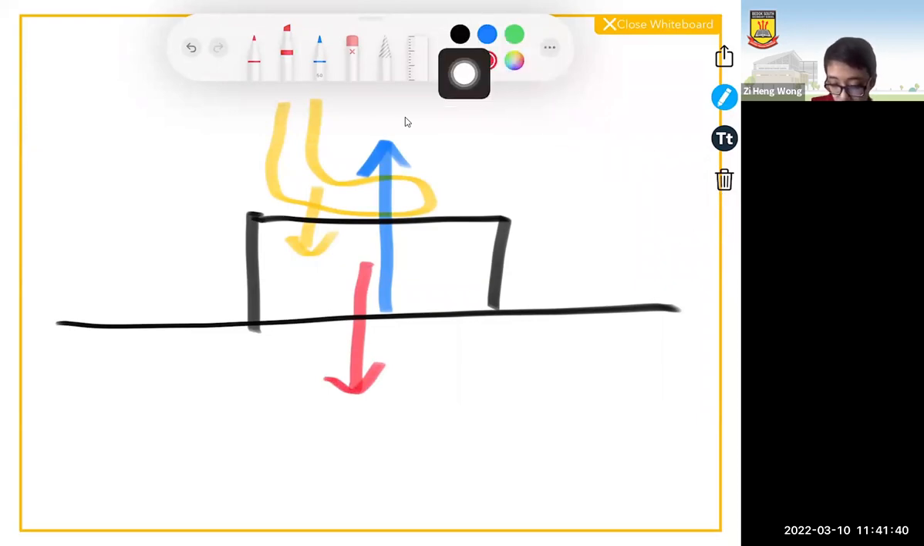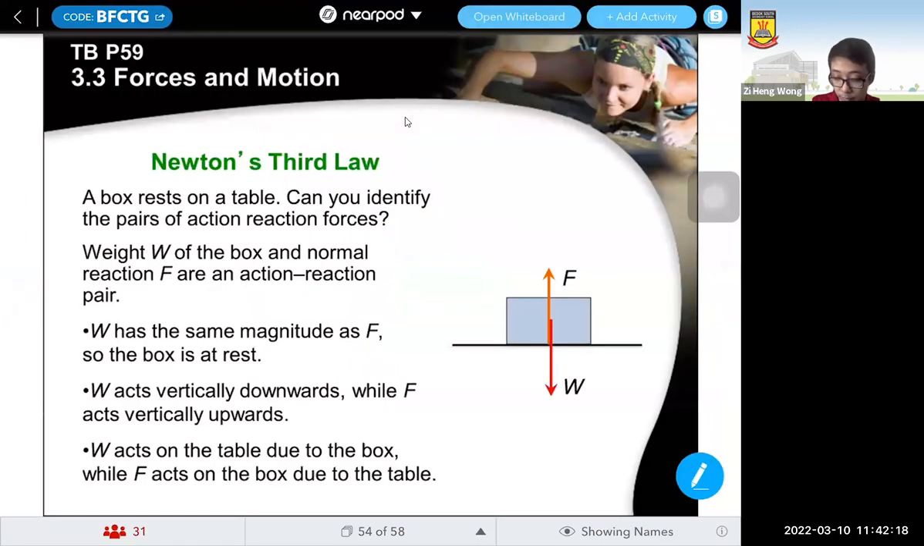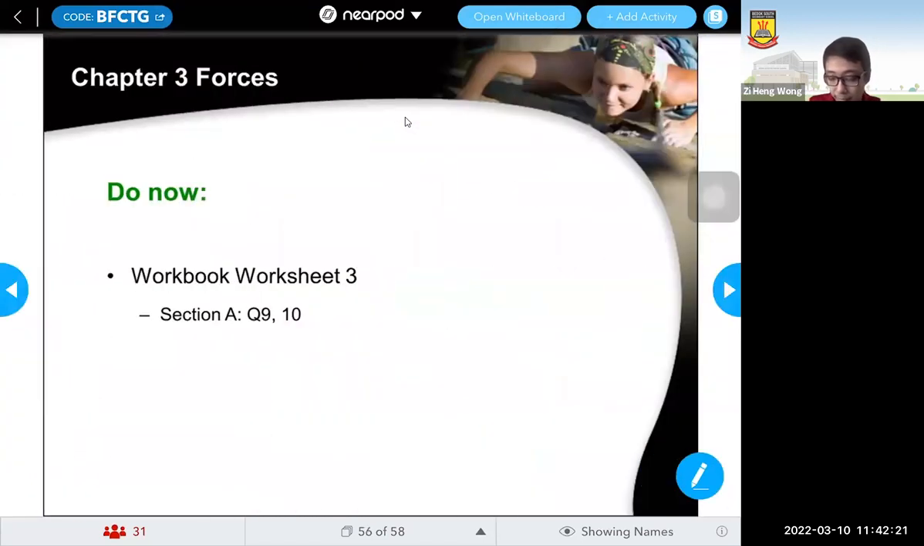But now the normal contact force will increase, because the amount of force the box is acting on the table will increase. It will be the weight plus the force I'm pushing down. So the normal contact force will become bigger, such that it will be equal to the sum of these two. Usually it's only the weight, so the red is equal to the blue. But if I have an extra yellow force, my blue will become bigger, because now I have the yellow and the red pushing on the table. So the table will push a larger force on the box.